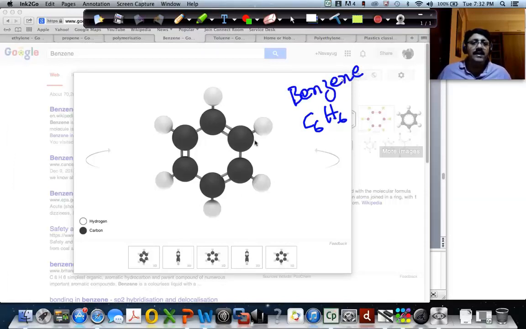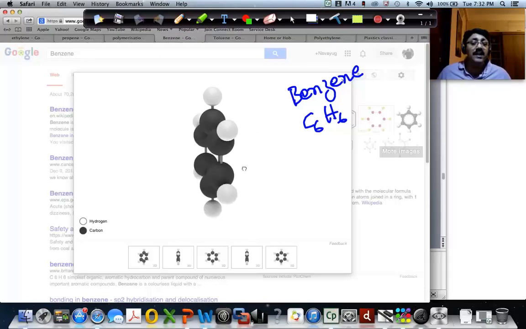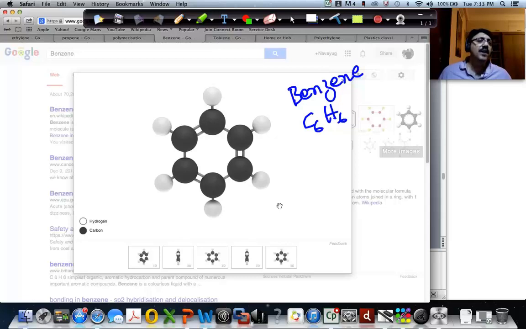And in the structure, you can see alternate double bond and single bond, double bond, single bond, and every carbon atom has a hydrogen attached to it. So this is benzene. It's a very interesting compound, and a very important compound too. There are several compounds which can be made out of benzene, and benzene is extremely important.